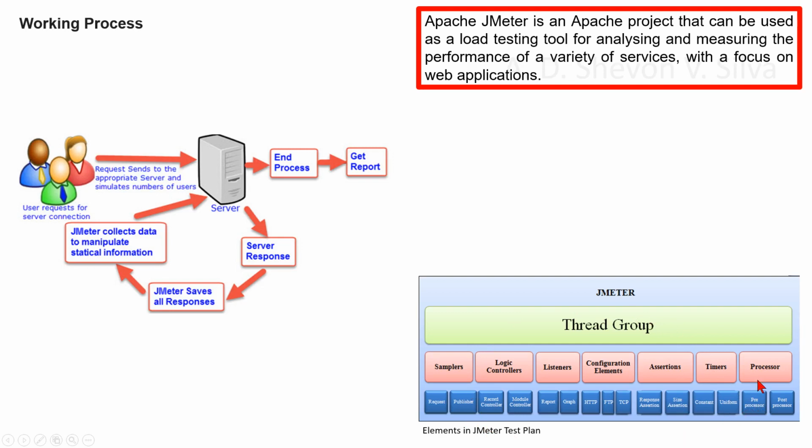JMeter has a very complex architecture that provides support for several inbuilt elements and allows extending the functionality of JMeter through plugins. It has many elements like processors, listeners, etc. In simple terms, different types of JMeter elements represent the different features provided by JMeter.